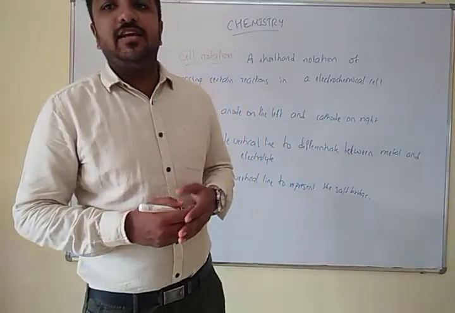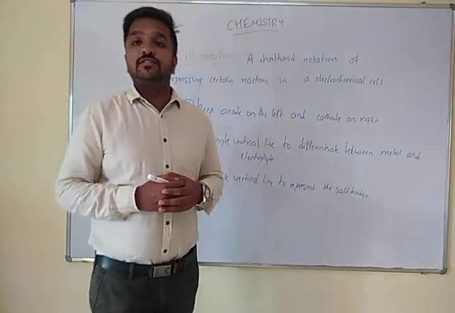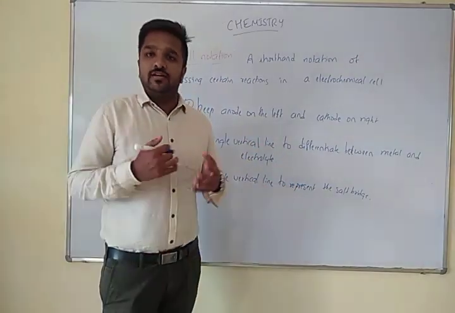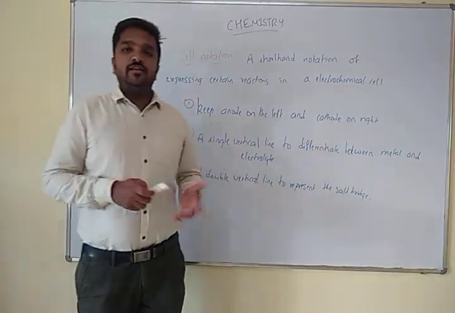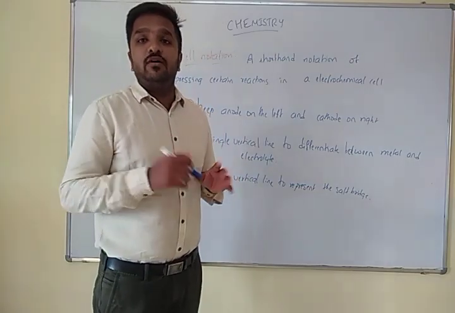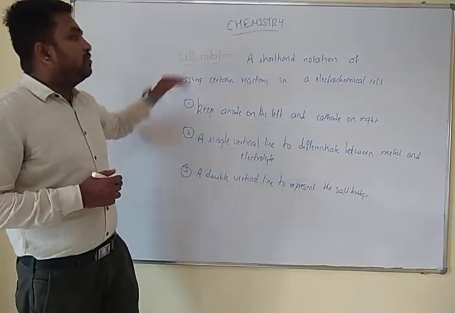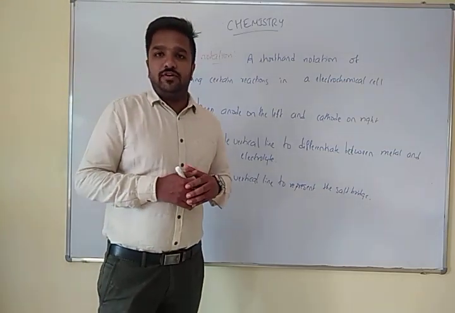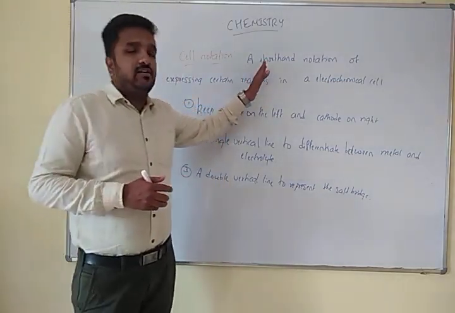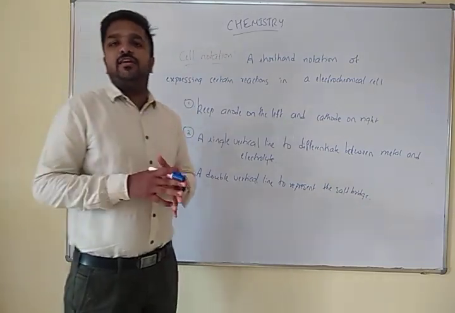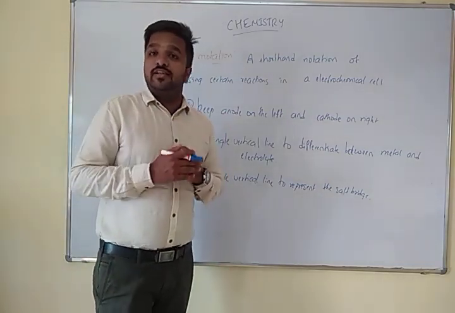Welcome back, students. In our previous video, we discussed galvanic cells, their construction and working, and also the reactions involved in those galvanic cells. So in this video, we are going to talk about the cell notation. Cell notation is a shorthand notation of expressing certain chemical reactions which are involved in the galvanic cell.